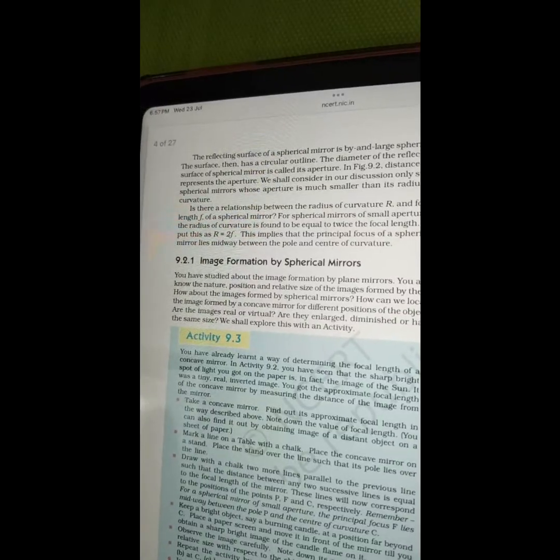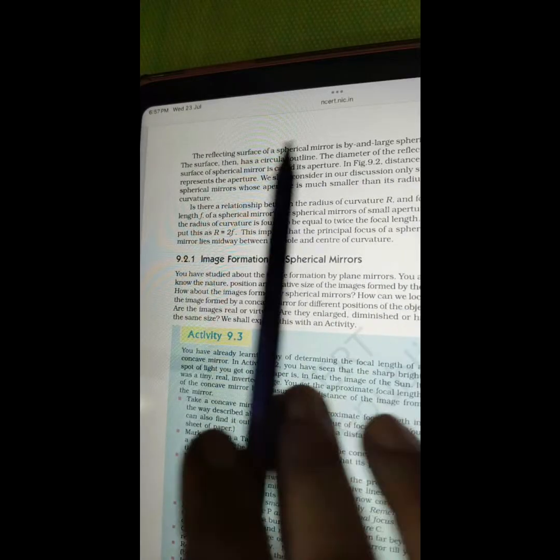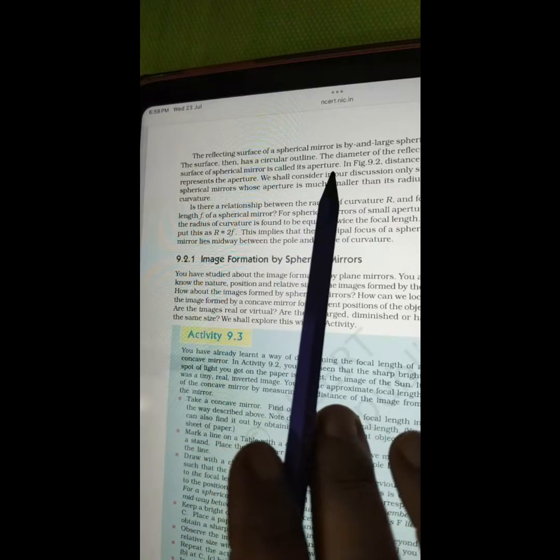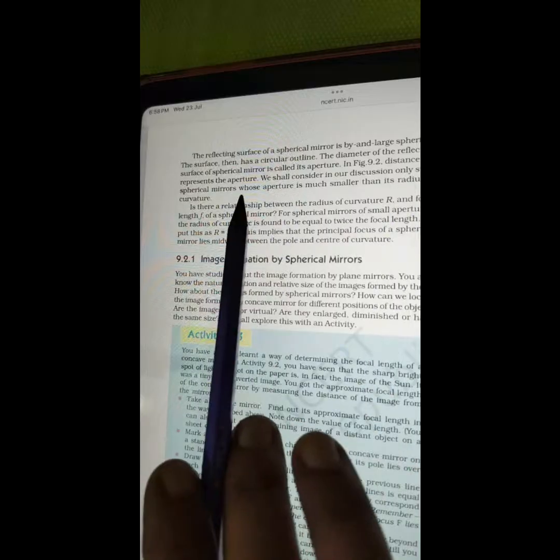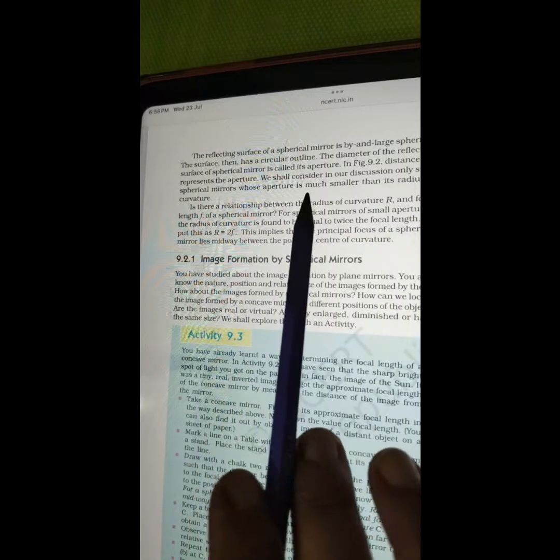So let's start with this page now. The reflecting surface of a spherical mirror is by and large spherical. The surface then has a circular outline. The diameter of the reflecting surface of the spherical mirror is called its aperture. In figure 9.2, distance MN represents the aperture. We shall consider in our discussion only such spherical mirrors whose aperture is much smaller than its radius of curvature.